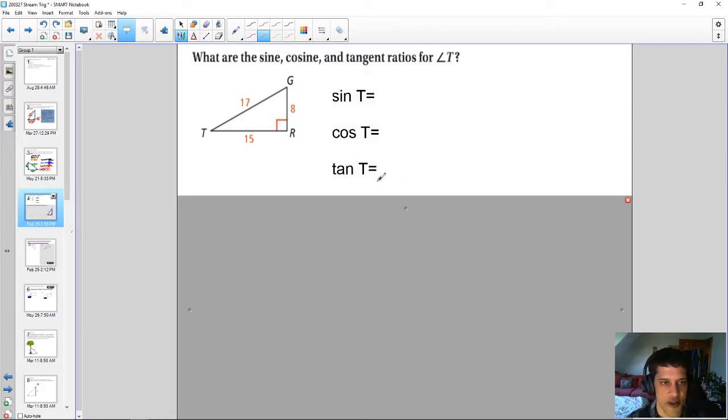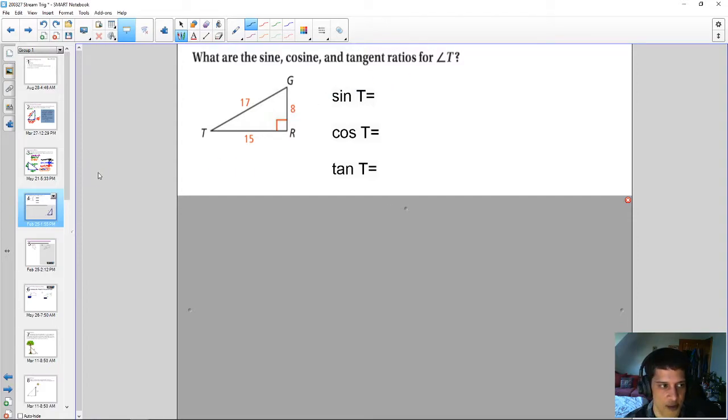So now we're going to take a look at an example of how we go ahead and find the trigonometric ratios for an angle T in this example triangle here, okay? Here we have triangle GRT with side lengths 8, 15, and 17, okay? And the question is, we have to find the sine, cosine, and tangent ratios for this angle T, okay?